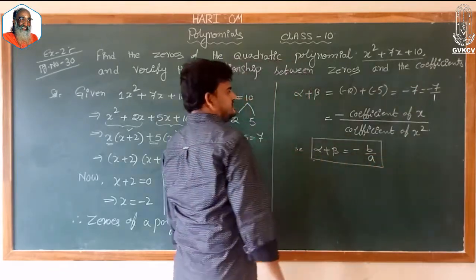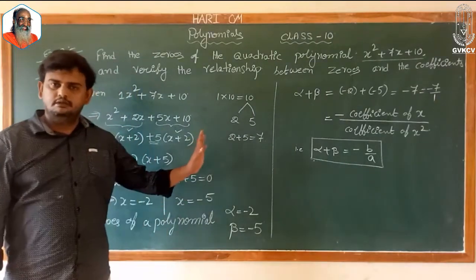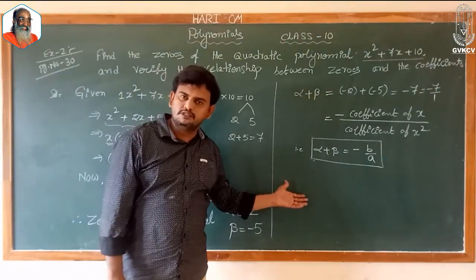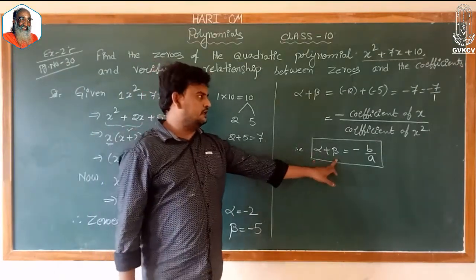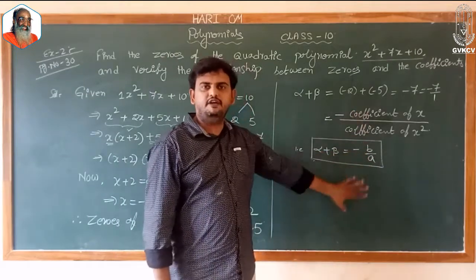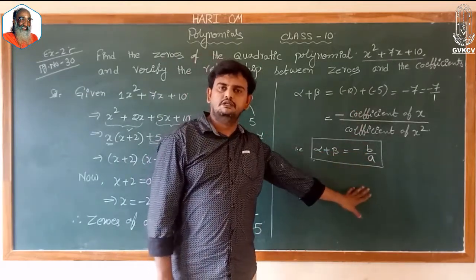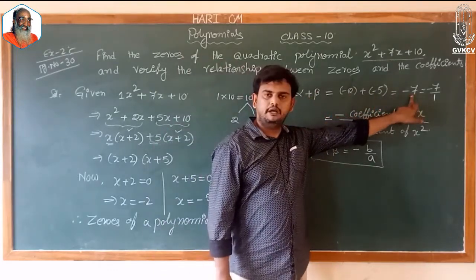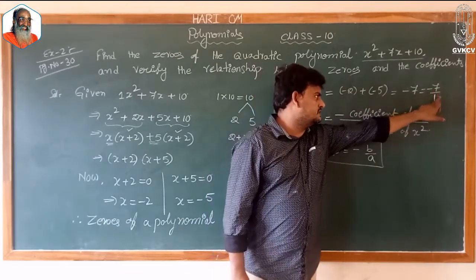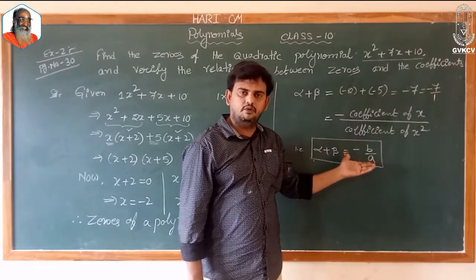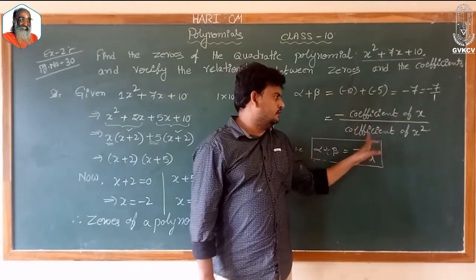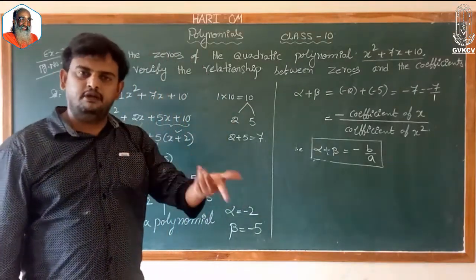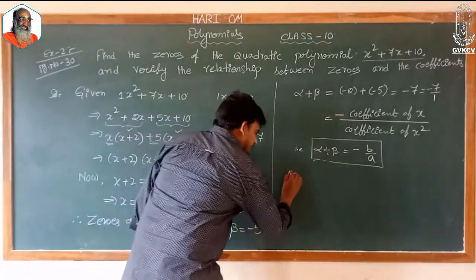So the first relation is true, it is satisfied: alpha plus beta is equal to minus b by a. We are verifying whether the relation is satisfied or not. When I calculate alpha plus beta, we get minus 7, which can be written as minus 7 by 1, which is nothing but the coefficient of x by the coefficient of x square. So the first relation is satisfied. Then we check the second relation.